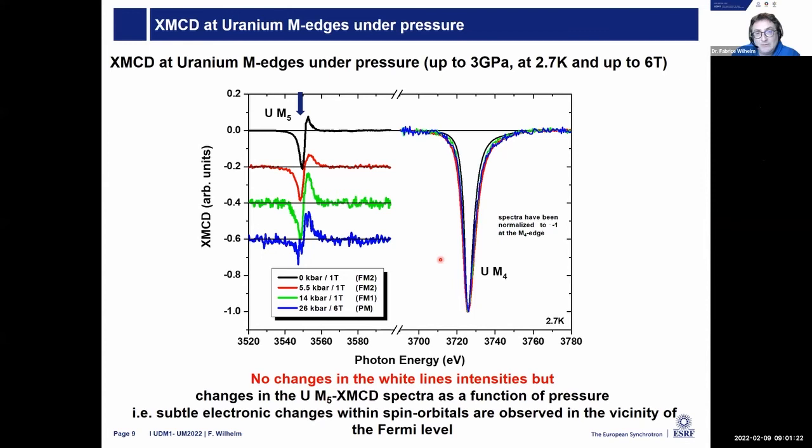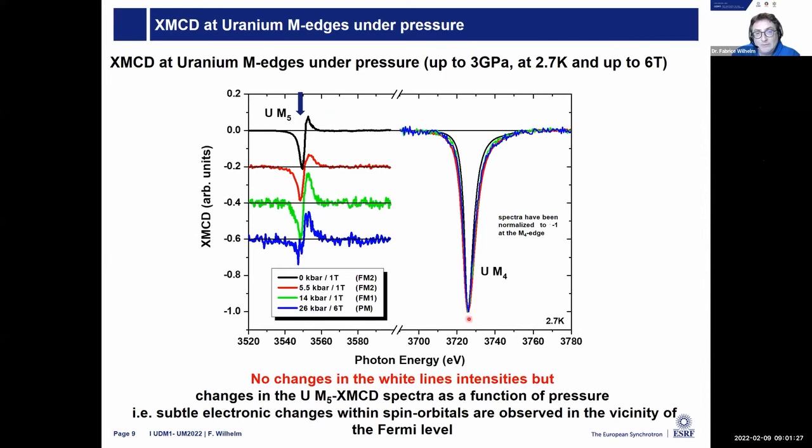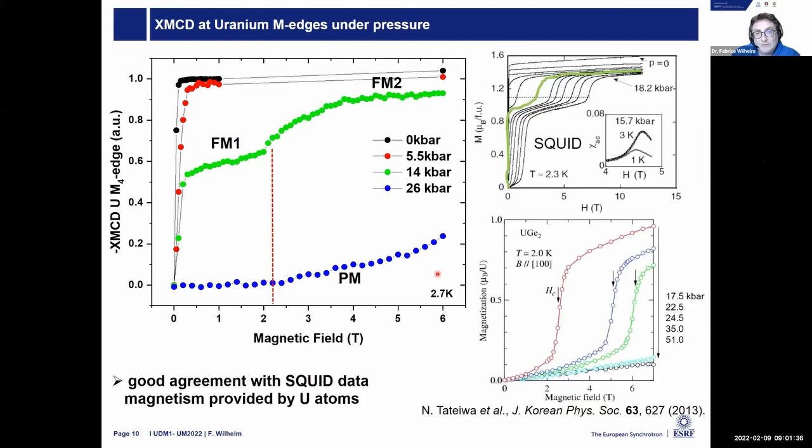Now, using these XMCD spectra, if one sets the energy at the maximum of the uranium M4 edge, it is possible to record the so-called element-specific magnetization. This is what we have done to ensure that the samples are of high quality and similar to what is observed macroscopically. First, at very small pressure, where we are in the ferromagnetic phase 2, if you record this XMCD as a function of the field, you observe a nice magnetization curve that is square, really similar to what is observed macroscopically.